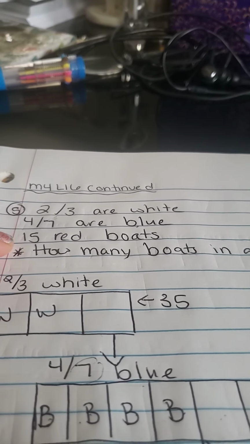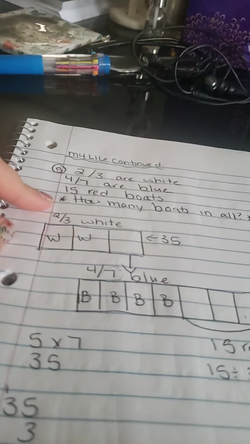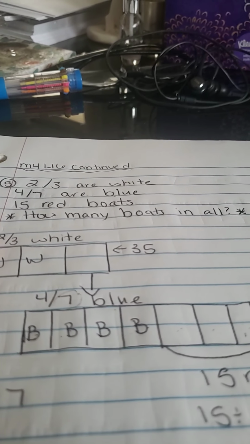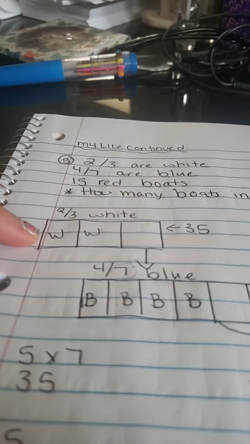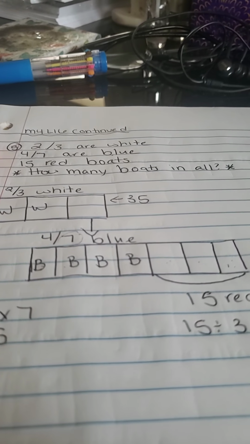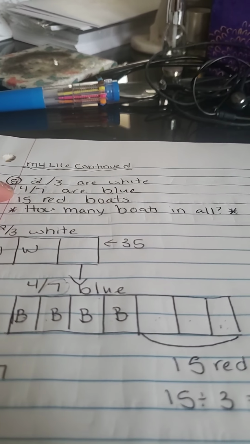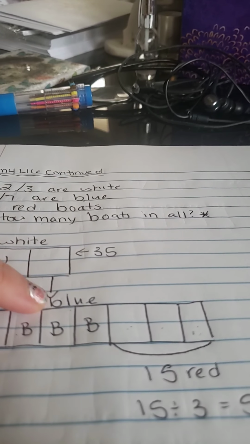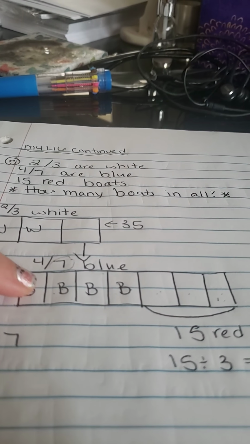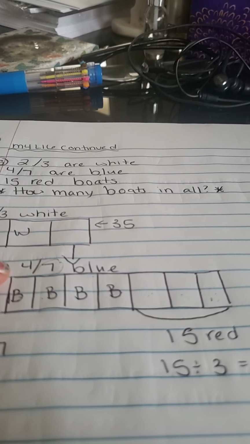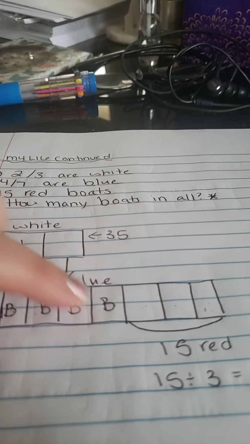All right, so 2/3 of my boats are white, 4/7 are blue, and 15 boats are red. How many boats in all? Okay, so we're going to take our first fraction of 2/3. So we have 2/3, and we're going to draw our tape diagram that equals 3. So 1, 2, 3, and 2 of them are white, so WW for white. 4/7 of the remainder of that white box. The tape diagram was 7. So we're going to take this last one and put it into sevens. So 1, 2, 3, 4, 5, 6, 7. And we know that 4 of those 7 were blue. So blue, blue, blue, blue.